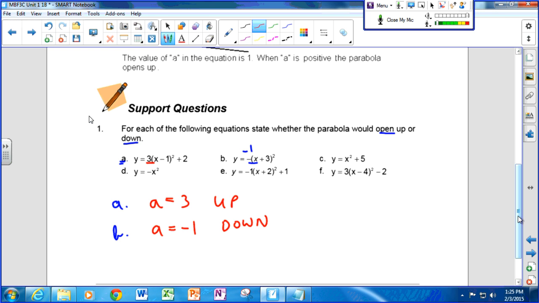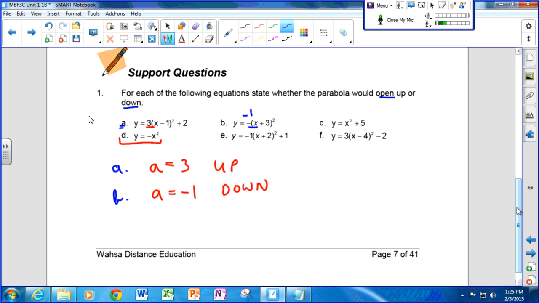Let's look at, for example, question D. It says y equals negative x squared. That doesn't look like standard form at all, right? So let's see how we can make this work for us. So D is going to be y equals negative x squared.